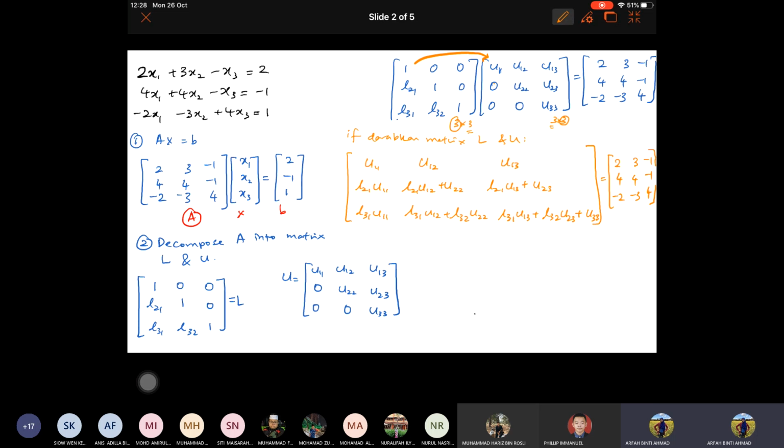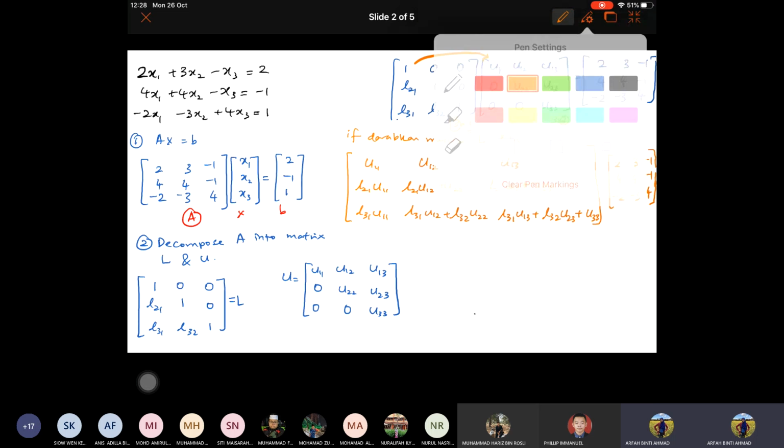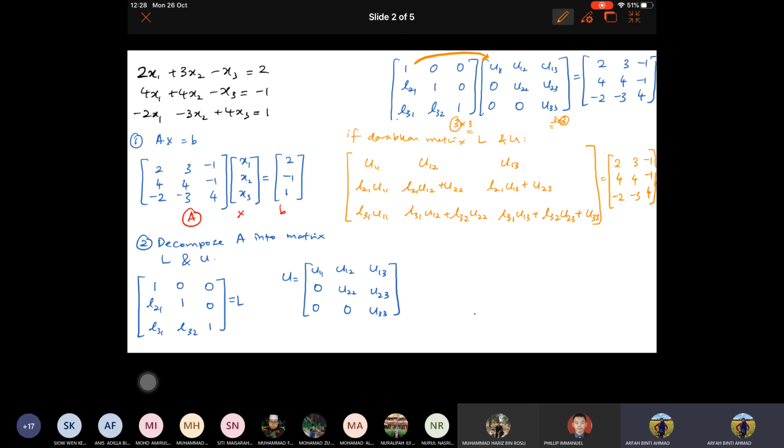Okay. So, kita boleh compare elemen. Done with this one or not? Kalau belum boleh cakap supaya nak tunggu semua untuk saya tunjuk macam mana kita nak compare the elements.